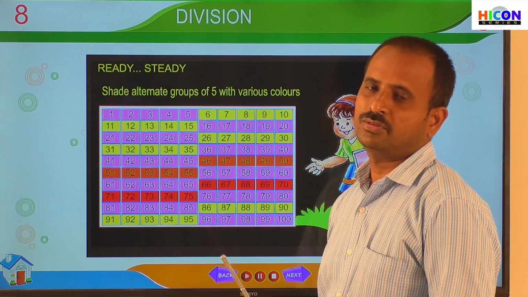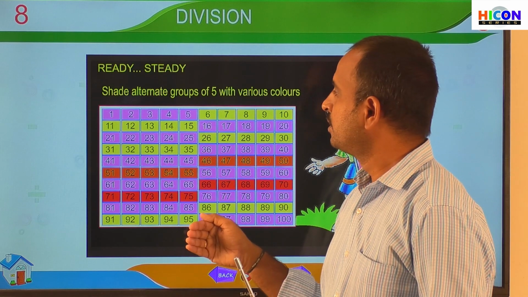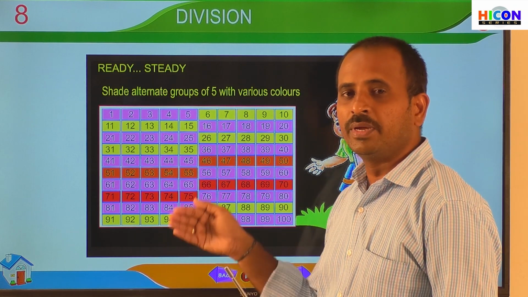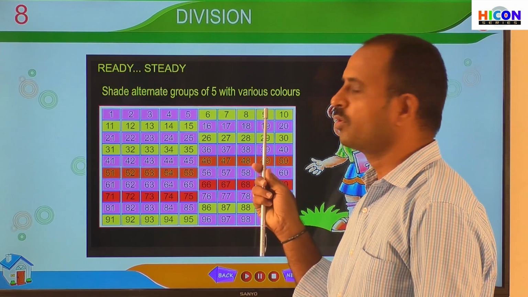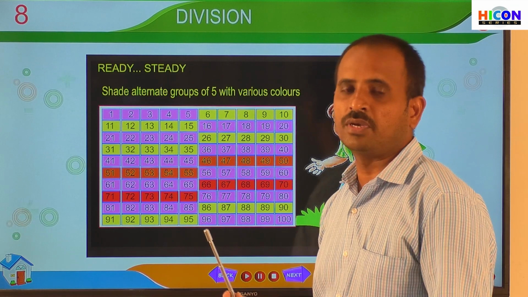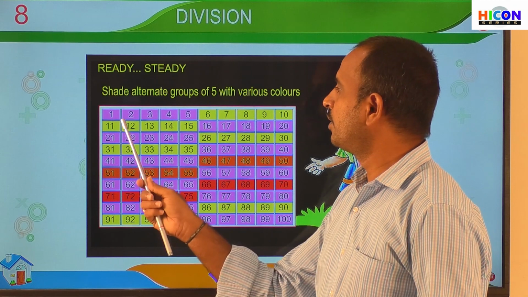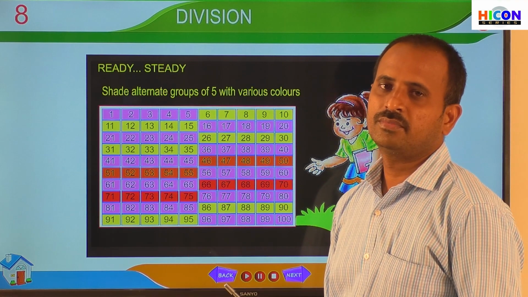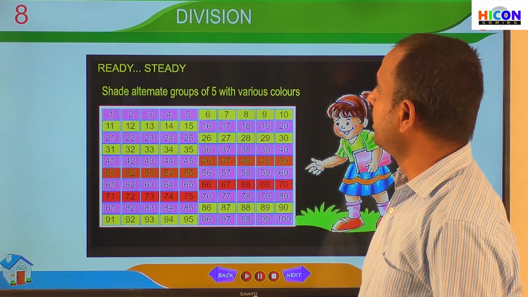So children, this division of numbers is called division, that means repeated division. Here, this is the first group of 5, second group of 5. In this way, we have divided the numbers from 1 to 100 into groups of 5. Each group has 5 numbers, and we have divided a total of 20 groups from the numbers 1 to 100. So children, look at the next picture in the ready and steady part.